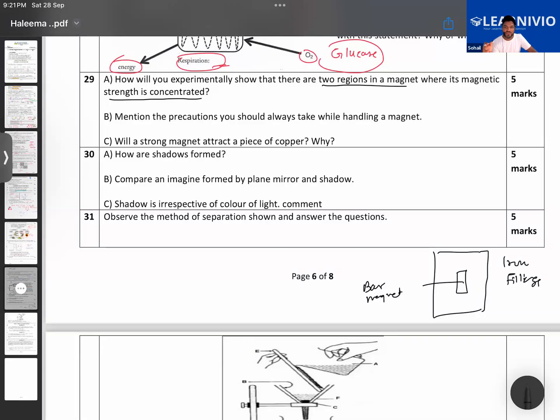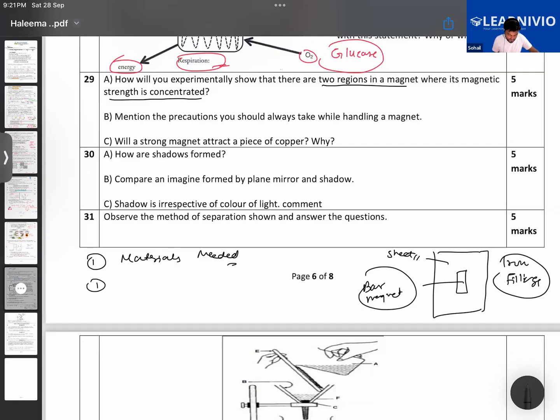How did we prove this? Basically, you have to demonstrate the experiment. The first thing you're going to do in the question is write down the materials that are required. What materials are needed? Iron filings, a bar magnet, just take a bar shaped magnet that will be convenient, and a sheet of paper. The steps are as follows. The steps, basically the procedure, is as follows.